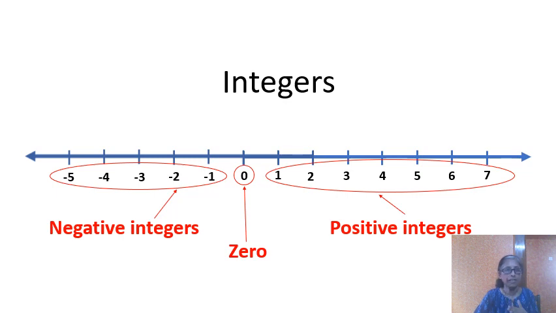Now, it's very easy for you to compare two integers using a number line. I'll just explain how to do it. Look at the numbers minus 4 and minus 2. If you want to find out which is smaller and which is bigger, all you have to see is what comes on the right side. What comes on the right side will always be greater than what comes on the left side. So, when you compare, minus 2 comes on the right side on a number line. Therefore, minus 2 is greater than minus 4. Hope it's clear to you.